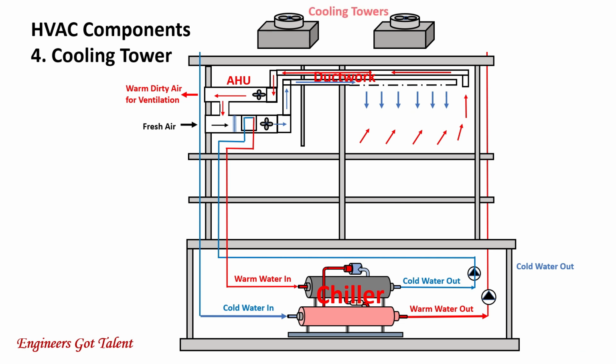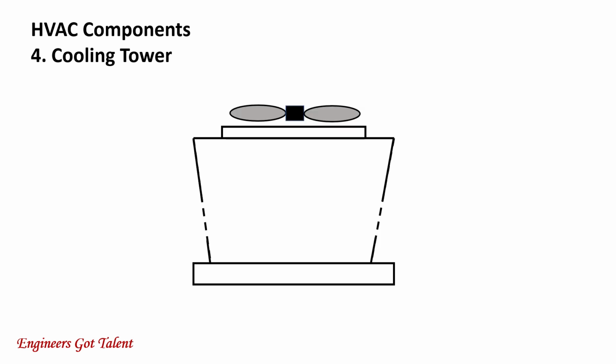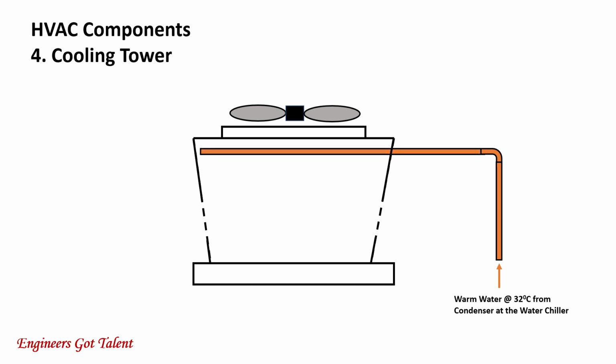Next are the cooling towers. Cooling towers are heat exchangers in which hot water from the condenser is cooled using ambient air. Cold water is collected at the bottom of the tower and is sent back to the condenser at the chiller. The towers are normally located at the building rooftop. Looking at the diagram, warm water at 32 degrees Celsius from the condenser at the chiller is pumped up to the top of the cooling tower.